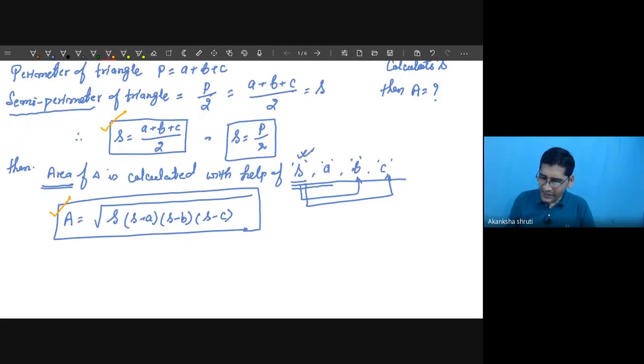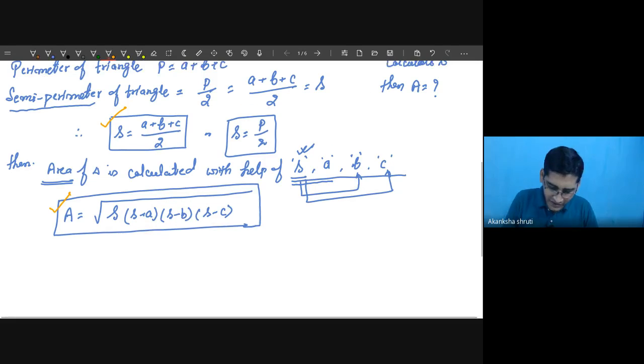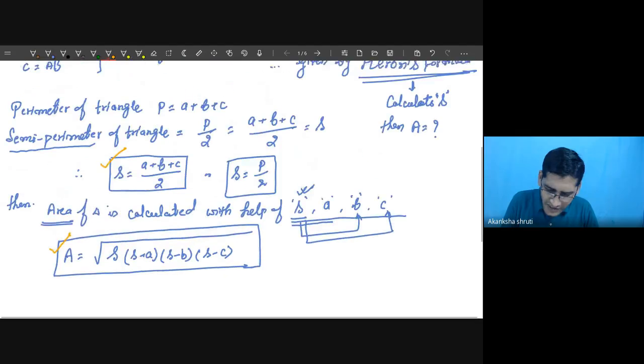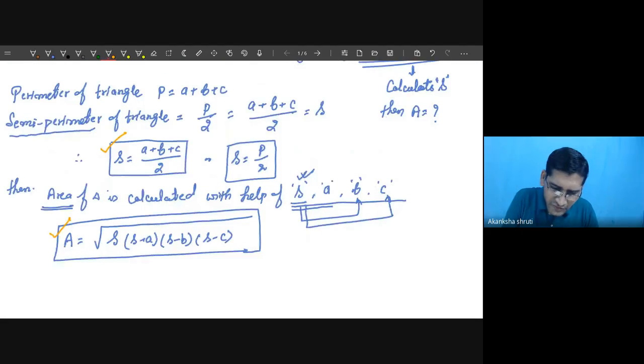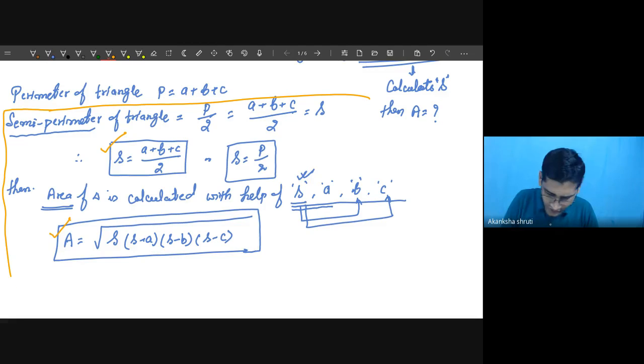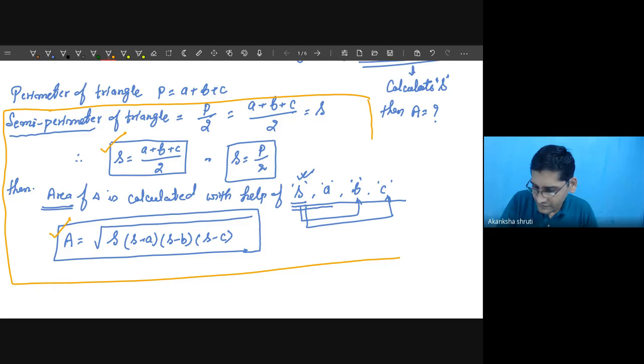Getting? So for applying Heron's formula, we shall first calculate the semi-perimeter, then substitute in this one. It's so simple. Thus, this formula may complete this one. If you are starting from this part and going to this much, so this much is the representation of Heron's formula.